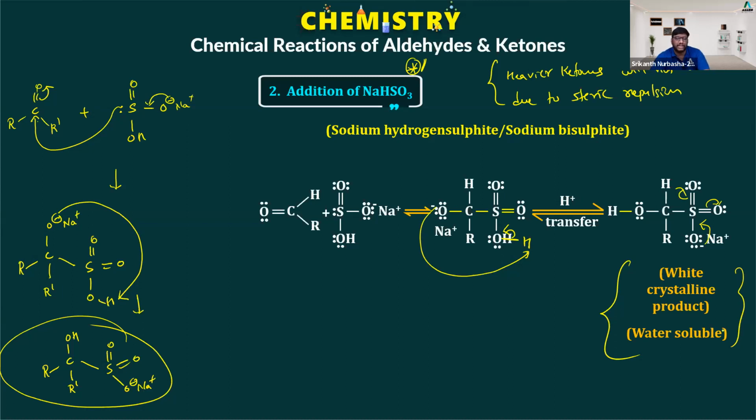So two things you need to understand: aldehydes will react as well as methyl ketones. If you take heavier ketones, they will not react due to steric repulsions. And the internal proton transfer occurred. Why? Because the negatively charged oxygen connected to S double bond O is more resonance stabilized when compared to the negatively charged oxygen connected to carbon, which has only H and alkyl groups.